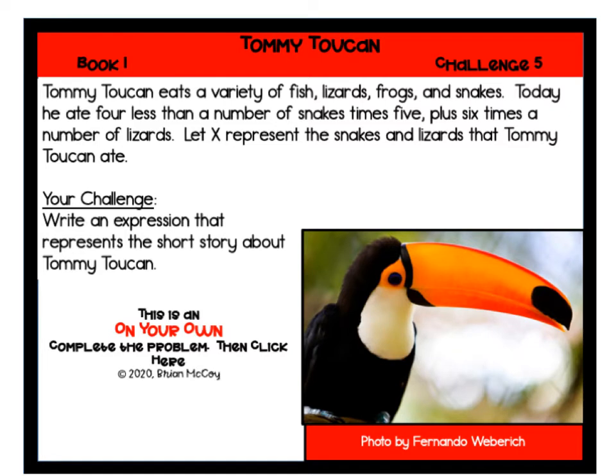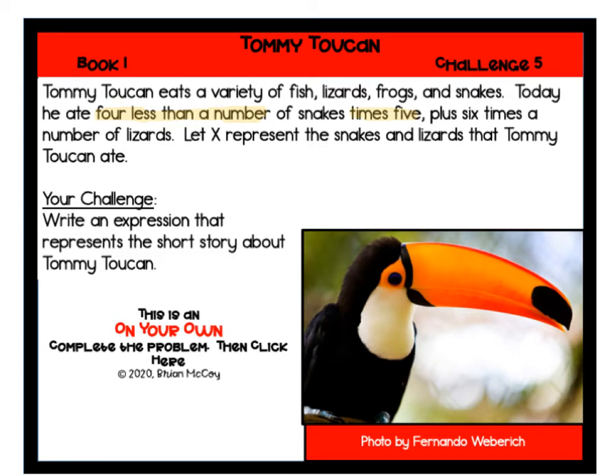Perfect. Bam. Next, you need to highlight the words that make up the expression. So we got today he ate 4 less than a number of snakes and times 5 plus 6 times a number of lizards. So let's go ahead and highlight the parts that need to be highlighted. So we've got 4 less than a number, right? And a number is going to always be your variable part, right? Of snakes, right? Times 5, right? So we're going to just do that right there.